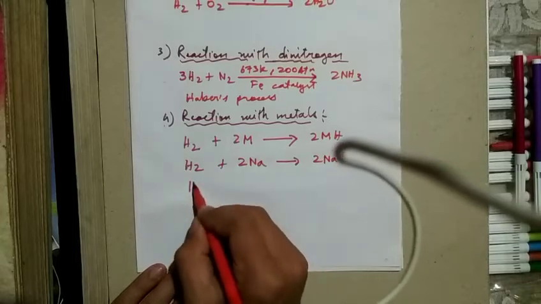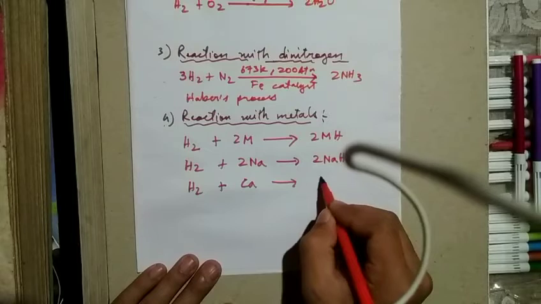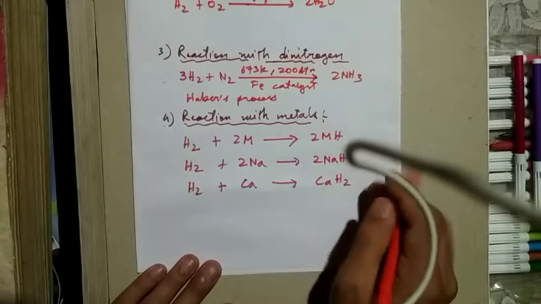Let's see another example. H2 plus Ca gives calcium hydride.